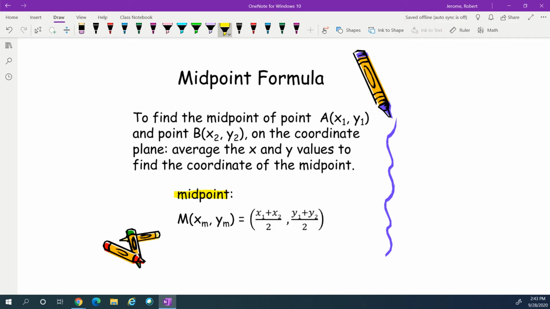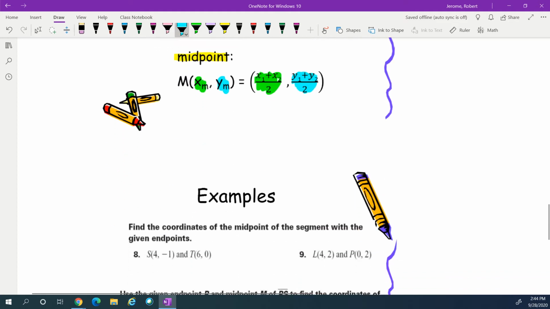So for the x of the midpoint, it equals x1 plus x2 over 2. That's the exact same formula that we just used. And for the y value of the midpoint, well, that's y1 plus y2 over 2. So again, notice it is the exact same formula. We're just doing it twice, once for the x values and once for the y values. Well, let's take a look at it.